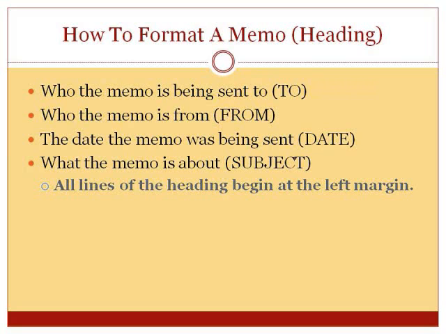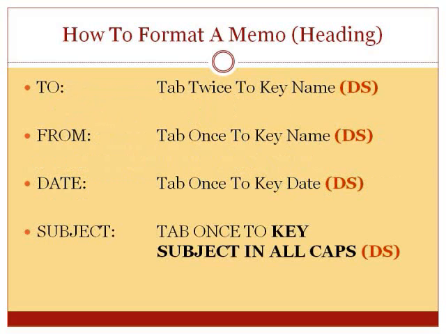The heading of a memo consists of who the memo is being sent to, who the memo is from, the date the memo is being sent, and what the memo is all about. All lines of the headings begin at the left margin. You never ever indent. In the heading, the words to, from, date, and subject will be keyed in all caps. In addition, the subject title is also keyed in all caps.